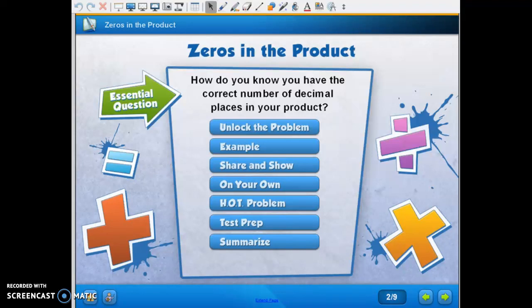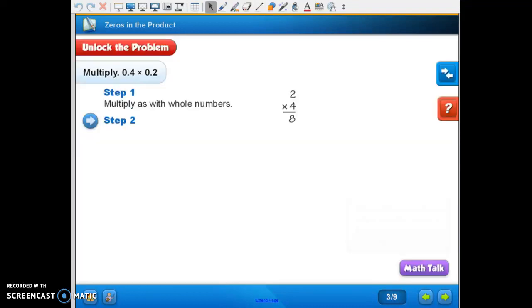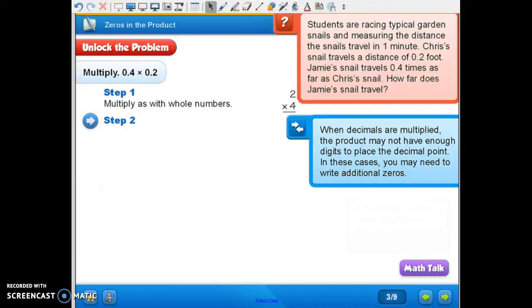Okay, today we're going to talk about zeros in the product. How do you know when you have the correct number of decimal places in your product? Students are racing typical garden snails and measuring the distance the snail traveled in 1 minute. Chris's snail traveled a distance of 2/10 foot. Jamie's snail traveled 4/10 times as far as Chris's snail. How far does Jamie's snail travel?